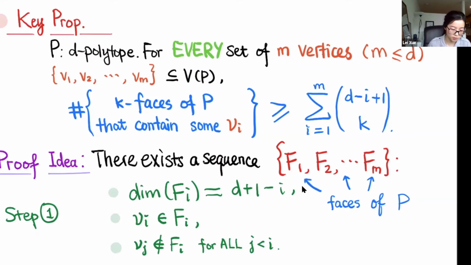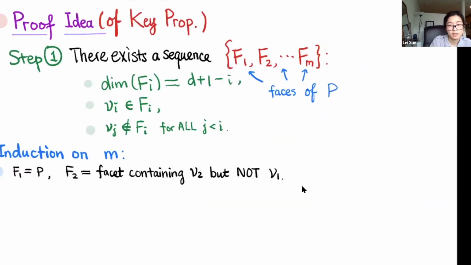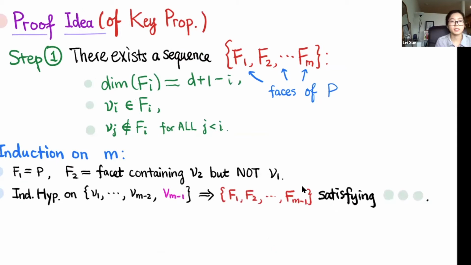So we're going to construct such a sequence by induction. And I'm keeping those conditions on the board. So it's an induction on M. When M equals 1, pick F1 as P, and we're done. If M equals 2, then we can pick F2 as a facet that contains V2 but not V1. And we're always able to do that. So those will be the base cases. And then we can apply the inductive hypothesis on this set of M minus 1 vertices to get a sequence F1 up to F(M minus 1), satisfying those conditions above.